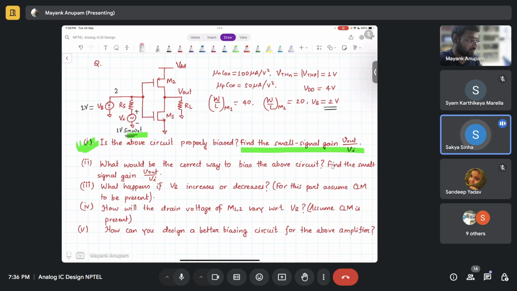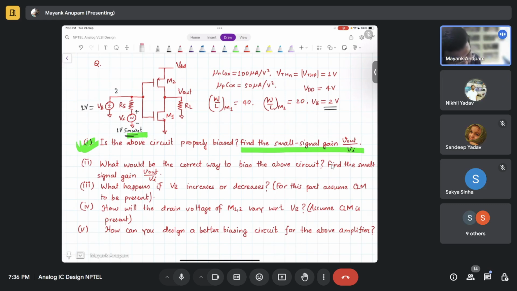So small signal should be in series with the VB. That is one way. But let's say I cannot do that because I don't have access to both the terminals of the small signal. Okay, let's say I cannot do that. So how will I do that? This is very easy, no? You have already learned it. You can reduce RS, I guess.